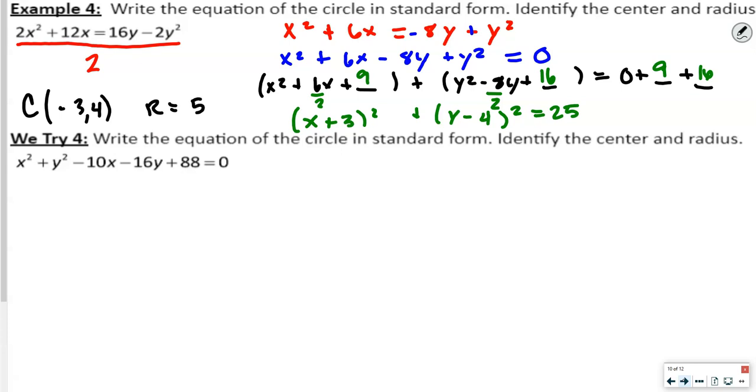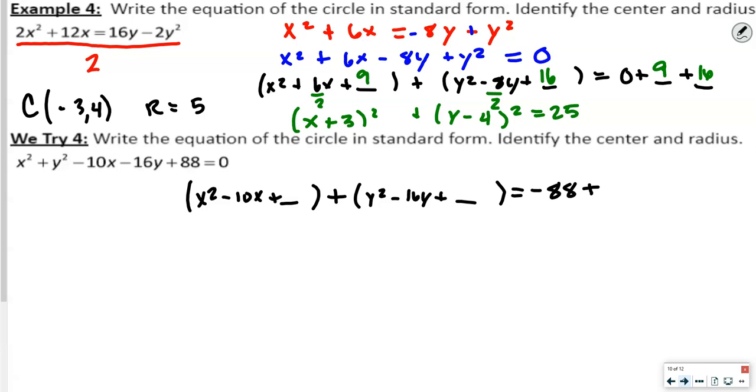All right, let's see if you can do the next two. Come back to me when you're done. So this one's pretty easy because everything's already on the left, right? So we're going to just do our 2 sets of parentheses. So we've got x squared minus 10x plus blank. We've got our y squared minus 16y plus blank. And we're going to move that 88, so it's going to be a negative 88 plus blank, okay?